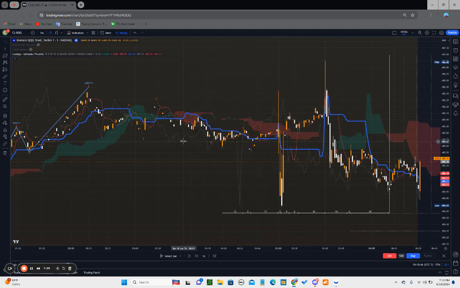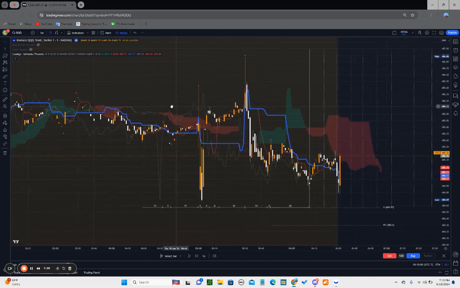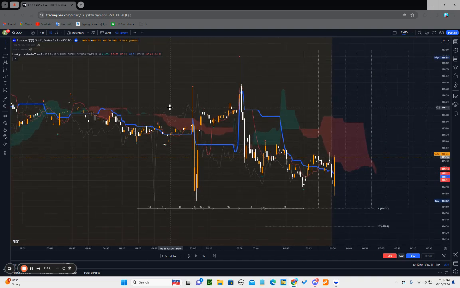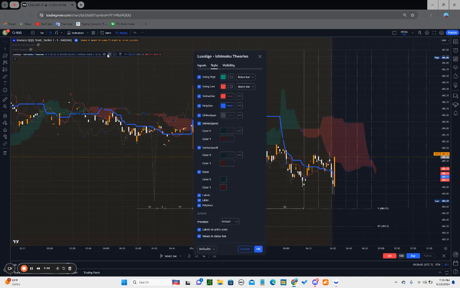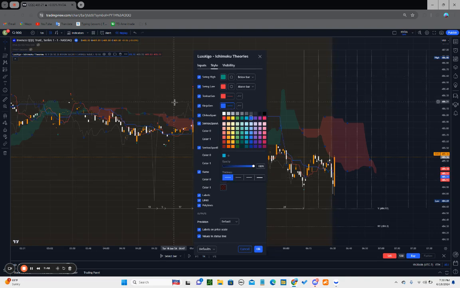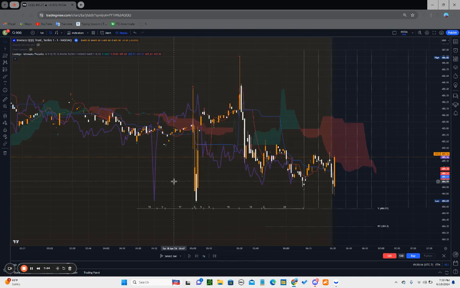The baseline is pretty much a larger time frame moving average, but it's a more precise moving average because it's the average of the highs and lows of the 26 period points. So it's the same information for the conversion line and for the baseline. And then the last bit, which we don't really need to pay attention to, but it is there, and I'll give it a purplish color, is the lagging span.